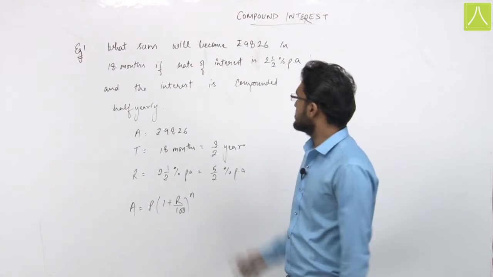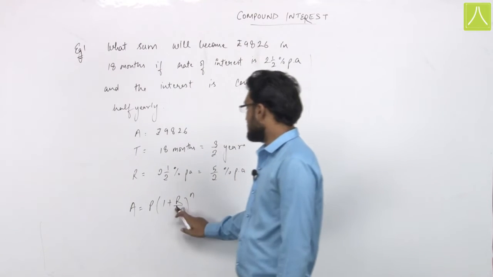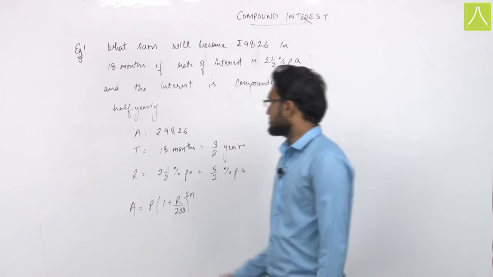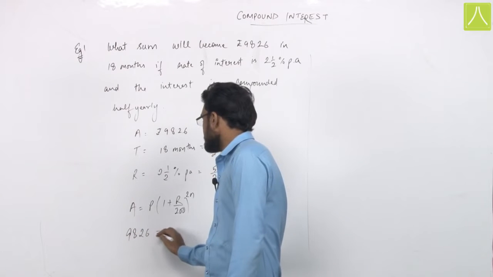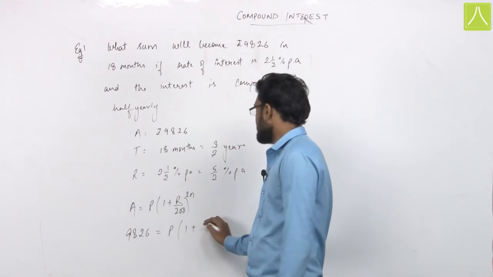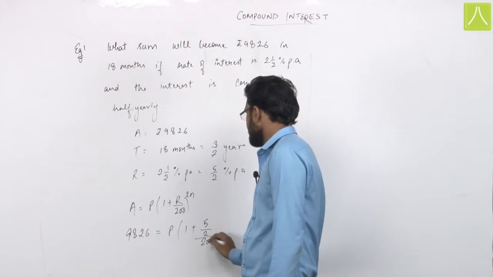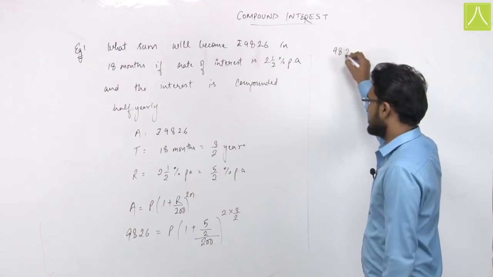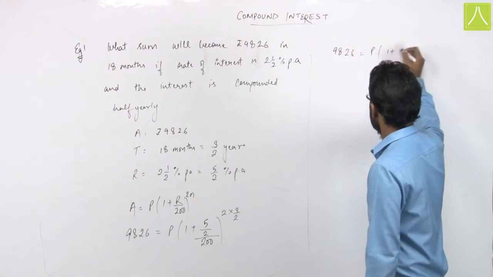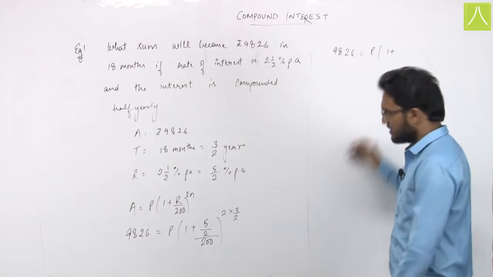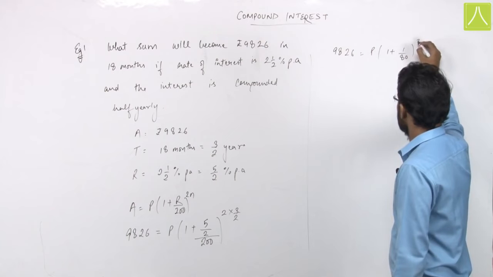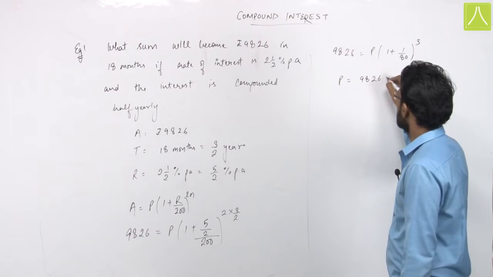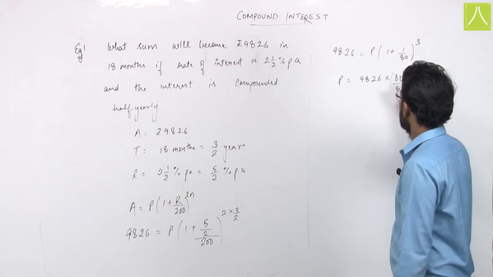But if the interest is compounded half yearly, then the amount will be equal to principal into 1 plus r upon 200 whole power 2n. Just substituting the values, 9826 will be equal to principal into 1 plus 5/2 divided by 200 whole power 2 into 3 by 2. Solving this, we get 9826 is equal to principal into 1 plus 1 upon 80 whole power 3. So the principal is 9826 into 80 divided by 81 whole power 3.